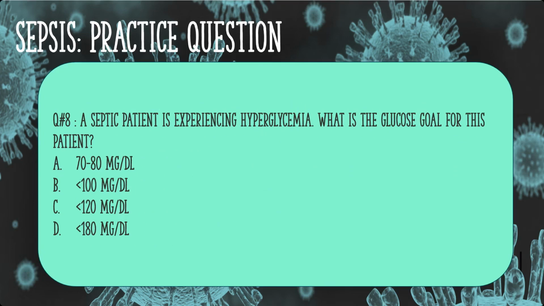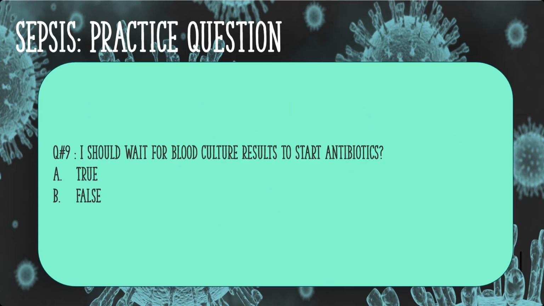Okay. Number 9, I should wait for blood culture results to start antibiotics. True or false? False. Yeah, get those cultures. Get a peripheral IV started, get a culture off of there. If they've got a central line or a urinary catheter or something, get a culture off of that, but do not delay starting antibiotics to get those culture results. Some of them it's going to take 4 hours, some of it's going to take 3 days. So get it going right away.